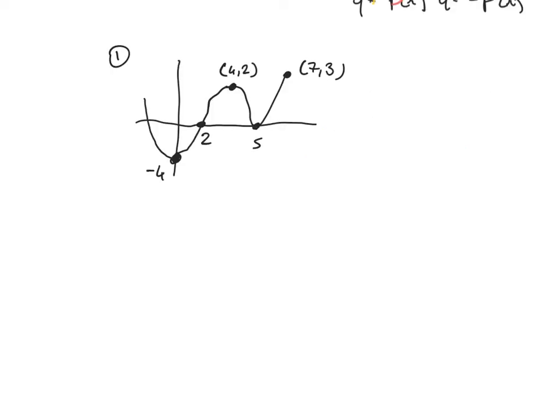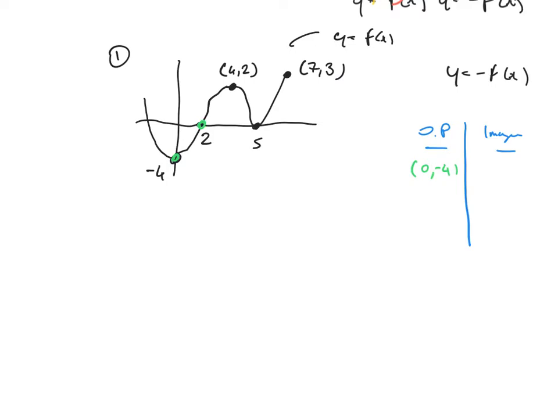Okay, here's an example, and let's say that that's y equals f of x. We're going to draw y equals minus f of x. So let's do that thing again where we've got the original points and we've got the images. Okay, so the original points then start with 0, minus 4, and 2, 0, 4, 2, 5, 0, and 7, 3.